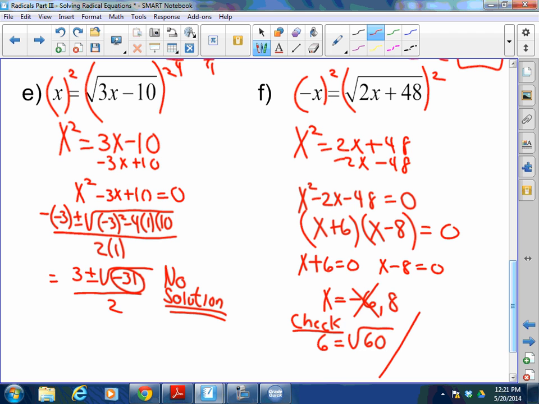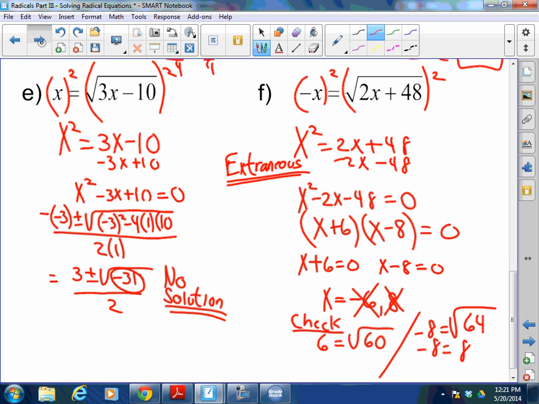Now let's check the 8. Negative 8. Does that equal the square root of 2 times 8, which is 16? 16 plus 48 is 64. Does negative 8 equal 8? No. So unfortunately, guys, both of those are extraneous. So as you can see, there's no way to really just look at the problem and know if it's extraneous, my brothers and sisters out there in the internet world. You have to check it.